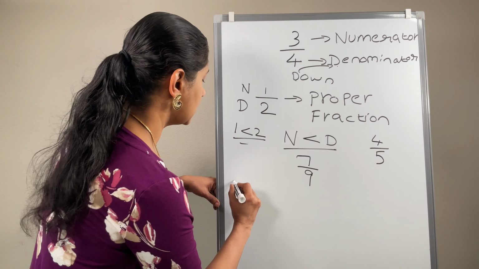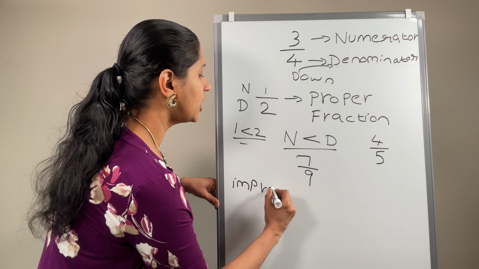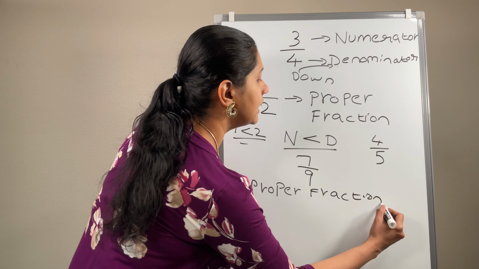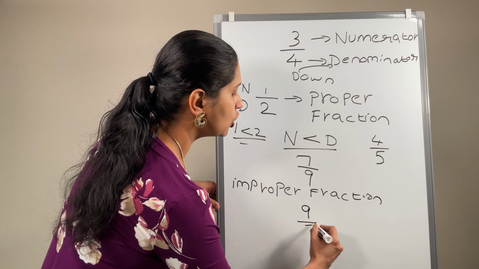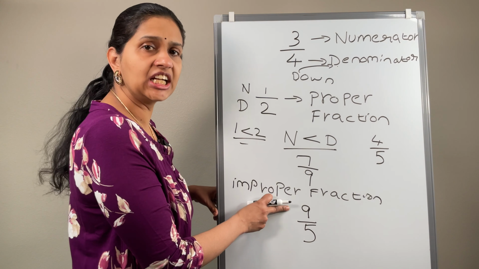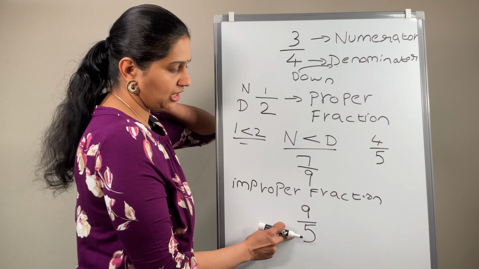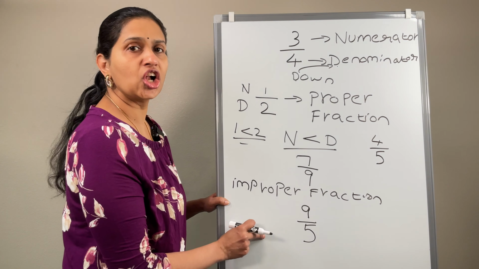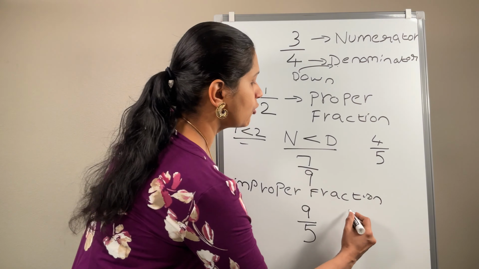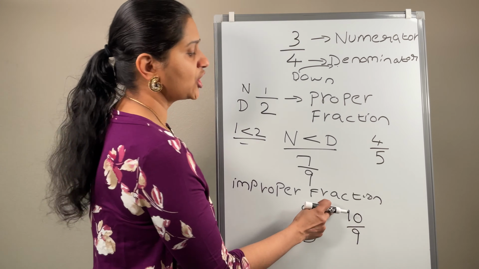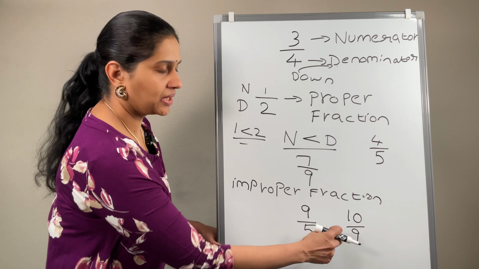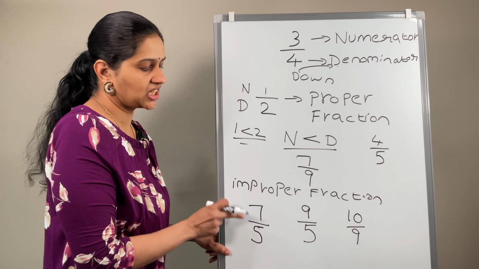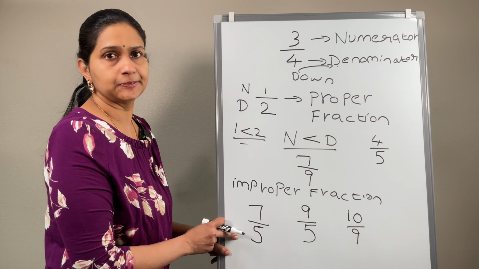Now what is an improper fraction? For an improper fraction, the numerator will be greater than the denominator. Here you can see the numerator 9 is greater than the denominator 5. So this type of fraction is called an improper fraction. For example, 10 by 9, the numerator is greater than the denominator. Again, 7 by 5 is an improper fraction because the numerator is greater than the denominator.